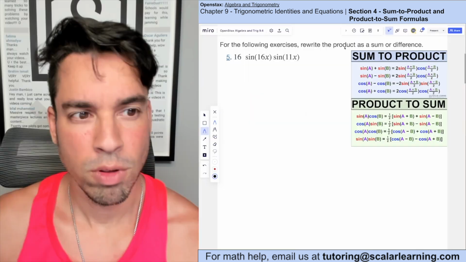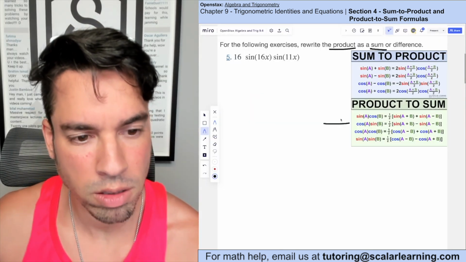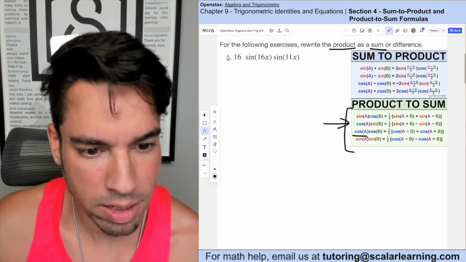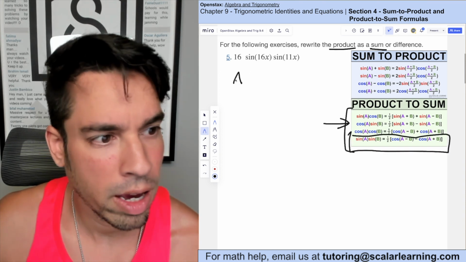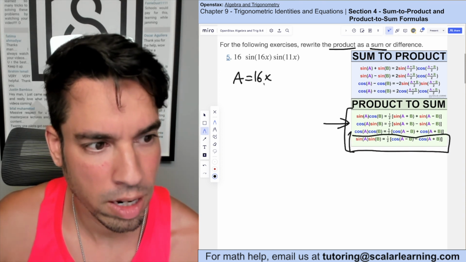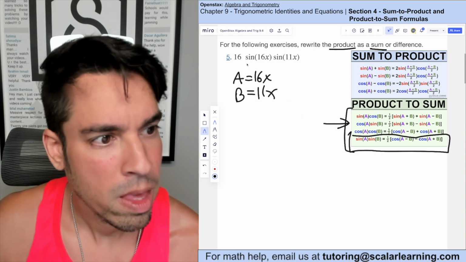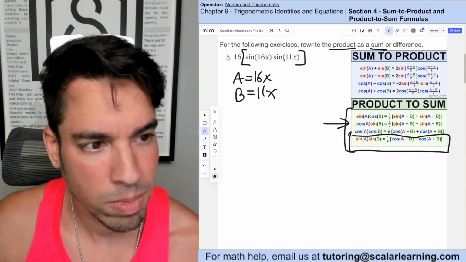Boom, done. For the following exercise, rewrite the product as a sum. So we're going product to sum, which is down here, and we've got sine sine. So that is this identity down here. I'm going to call A the first argument, which is 16x, and I'm going to call B the second argument, which is 11x. We'll leave the 16 out for now. We've got sine of something, sine of something.